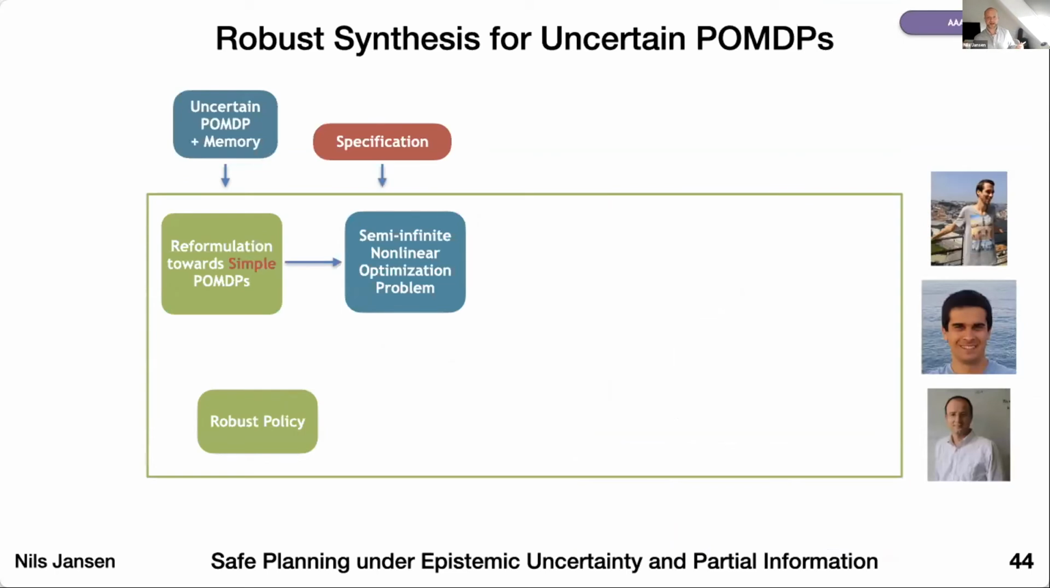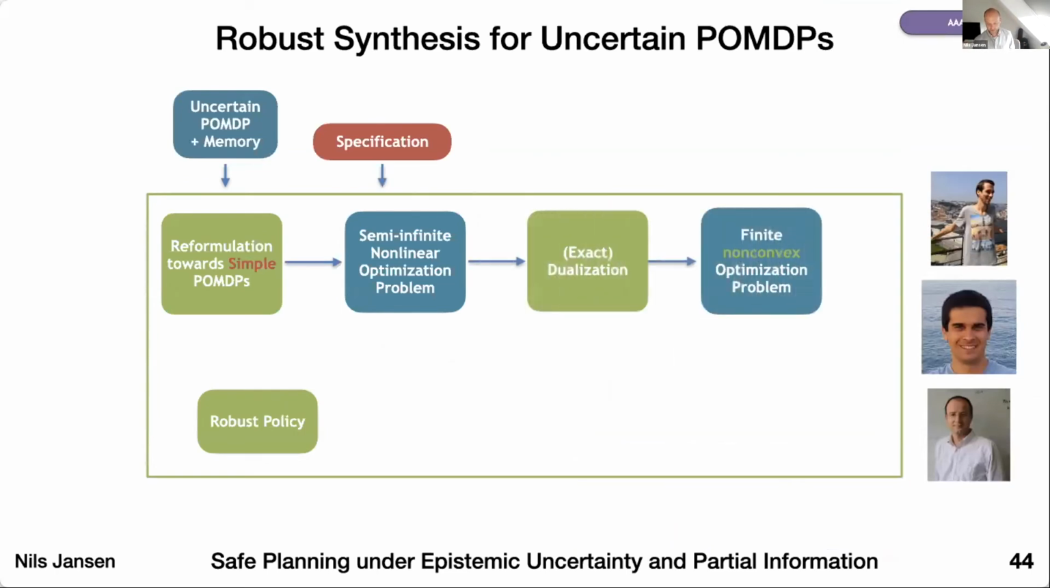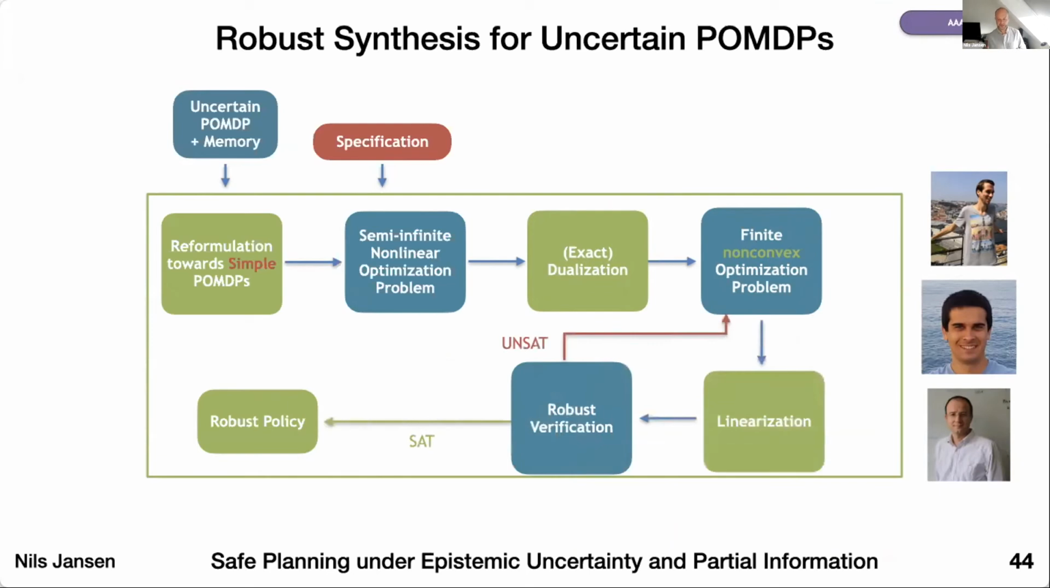So if we again have the semi-infinite non-linear optimization problem, we did some kind of dedicated dualization methods for this problem to get a finite non-convex optimization problem, which is of course even better to solve. And what happened now is that we did some linearization around some starting point, which we can get by heuristics. And if we have this, we just have to solve a linear program, which is of course very efficient. And if not, we can refine this linearization with a new starting point, right? So we create an iterative procedure here that gave us the means to solve these uncertain POMDPs for rather large settings.